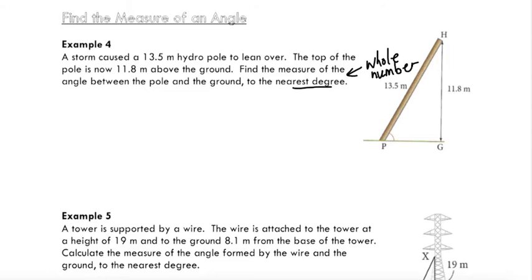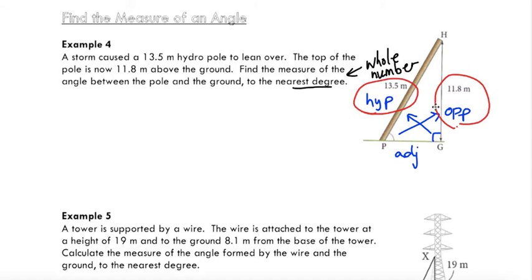So always start by labeling the sides of your triangle. We're going to assume that it creates a straight line or a right angle with our ground. So across from that right angle is our hypotenuse. Across from the angle that we're trying to find is the opposite side, and beside the angle is the adjacent side. Ask yourself what you're trying to find. I'm trying to find this angle. So what do I know? I know that the opposite side has a measurement, and I know that the hypotenuse has a measurement.